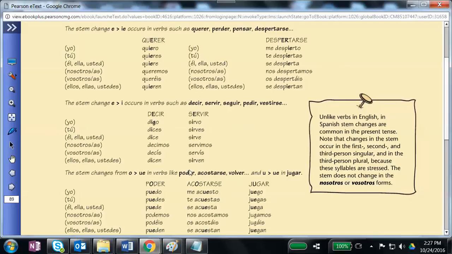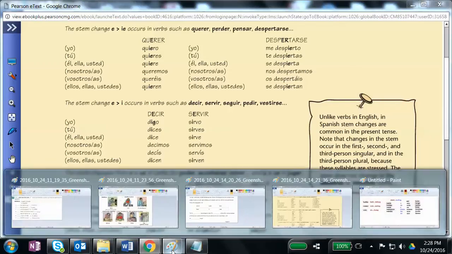Okay, so the first set we're going to learn are ones that are called stem changers, meaning that they do have a change to their stem. Let's see here.